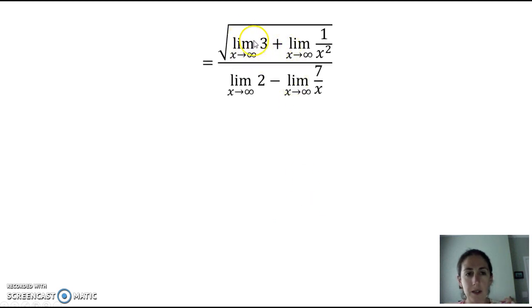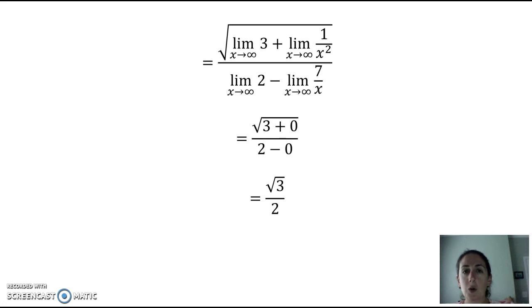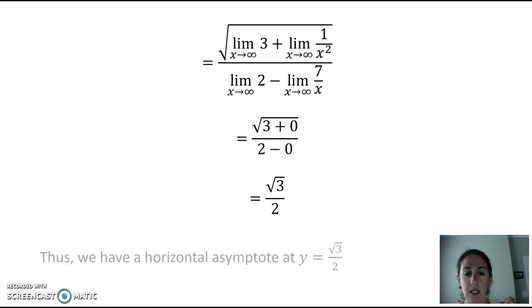And what we end up with is this is going to be 3, this is going to go to 0, this is going to be 2, and this is going to go to 0. But keep in mind we have this square root here. And we get that this limit is square root of 3 over 2. So what does that mean? That means that the horizontal line y equals root 3 over 2 is a horizontal asymptote.